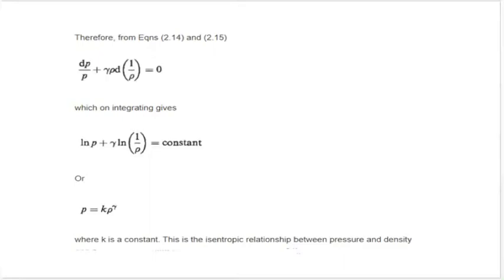We can integrate this. If we integrate dP by P, you will be getting ln. In integration you have to write ln P plus gamma ln of 1 by rho, which is equal to a constant. Or in terms of an expression, you can write P equal to K rho to the power gamma, where K is a constant. This is the isentropic relationship between pressure and density. P represents pressure, rho represents density. This is the relationship between pressure and density. Thank you.